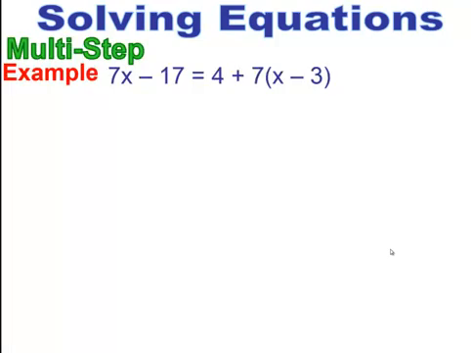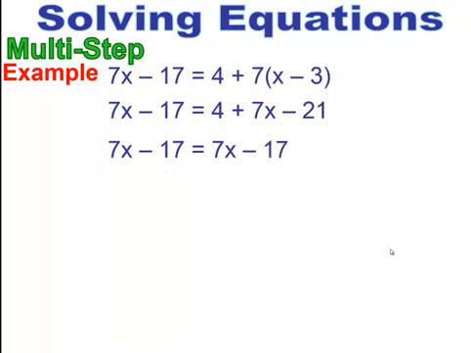So this next example is a special case. So I'm going to show you what makes it a special case. The first thing I'm going to do is the distributive property. So I distribute that 7 to that x minus 3, and I get 4 plus 7x minus 21. On the left-hand side, I didn't need to do any work. Now I need to combine like terms. So the like terms is going to be that 4 minus 21, which gives me a negative 17.